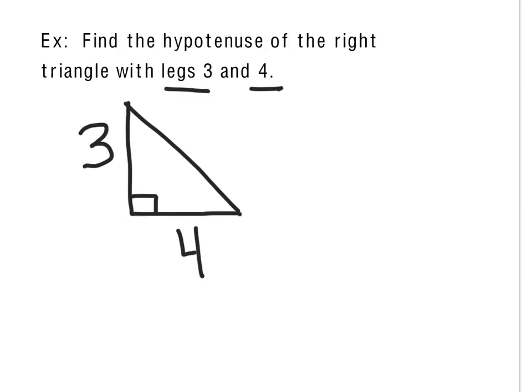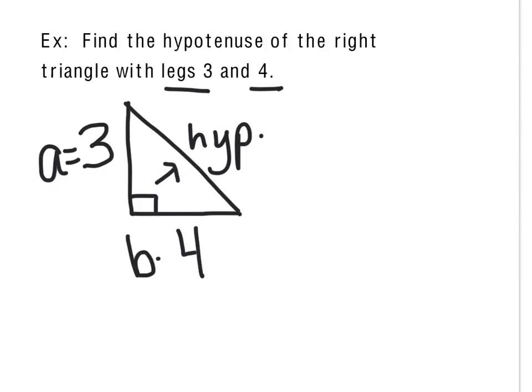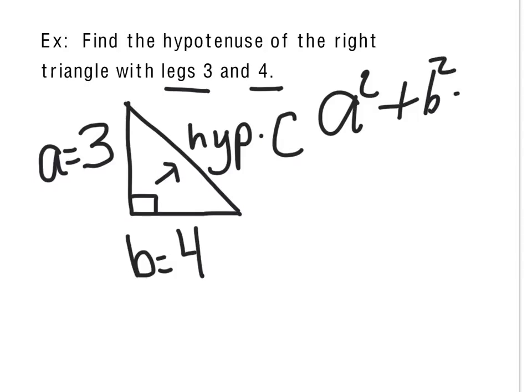Remember, across from the right angle is your hypotenuse. This is the one you're going to find. We're going to label the legs. I'm going to call this side a, this side b, and I want the hypotenuse, which is c. Next step, you're going to write the formula: a squared plus b squared equals c squared. Now we're going to substitute in our values.